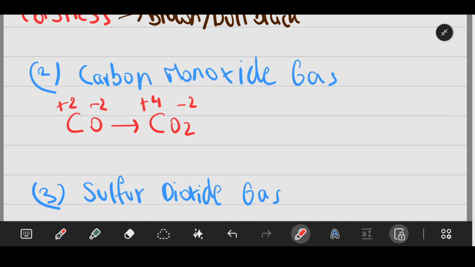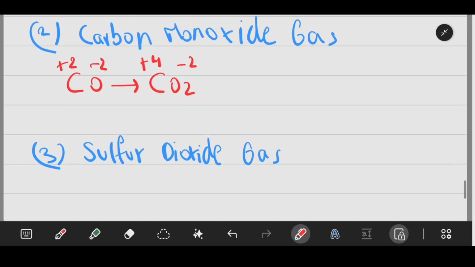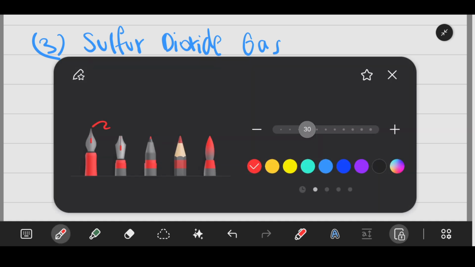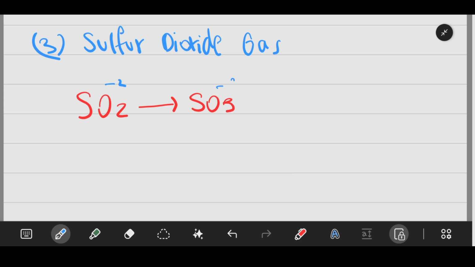Now in exactly the same way, there is another gas, sulfur dioxide gas. The formula for this is SO2, and it gets converted into sulfur trioxide, SO3. In this we can also write the oxidation numbers as follows: -2 over here, -2 over here. So -2 times 2 is -4. Sulfur has to be a +4, and in this compound -2 times 3 is -6, so sulfur is a +6. Now sulfur is also getting oxidized, and hence this is deemed a reducing agent as well, because anything that gets oxidized is a reducing agent.